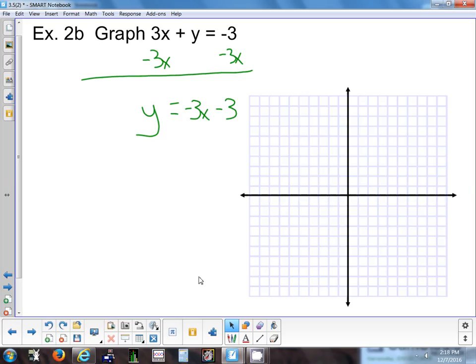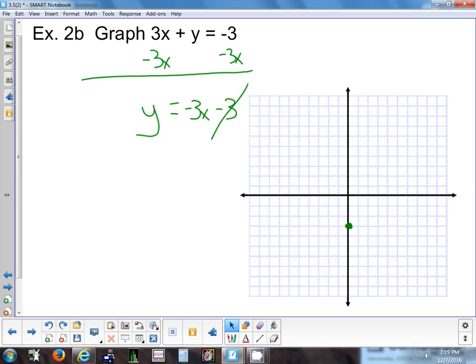Where do I go? Down. Down how many? 3. 1, 2, 3. Graph it smack dab right on the y-intercept. Now, that's taken care of. I don't need that anymore. It's done its job. What am I going to use now? Use the negative 3x. Why? It's our slope, right? We go from the y-intercept and we use our slope.